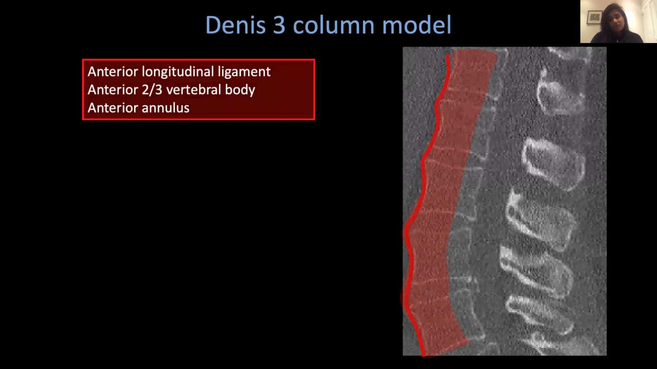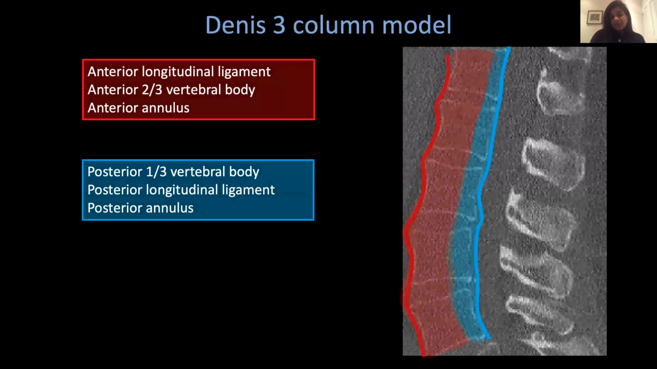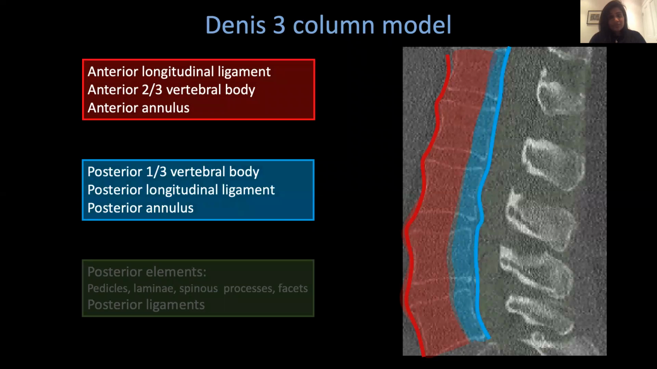So the anterior column is the ALL, the anterior two-thirds of the vertebral body, and the anterior annulus. The middle column is the posterior third of the vertebral body, the posterior longitudinal ligament, and the posterior annulus of the disc. And then the posterior column is the posterior element, so the posterior ligamentous complex, which we'll talk about in a second, and the posterior osseous arch. And spinal stability is dependent on at least two intact columns. And when two of the three columns are disrupted, it will allow abnormal segmental motion, so instability.